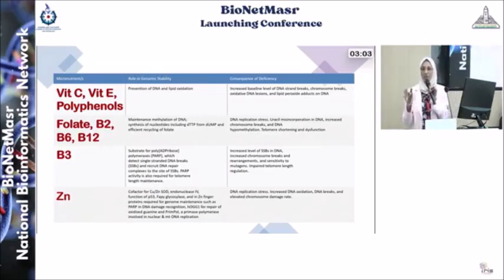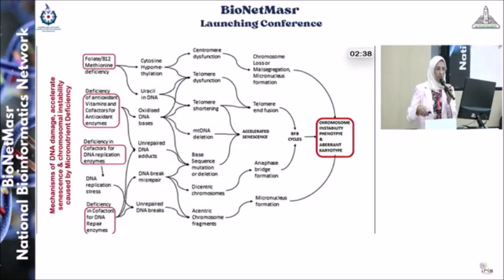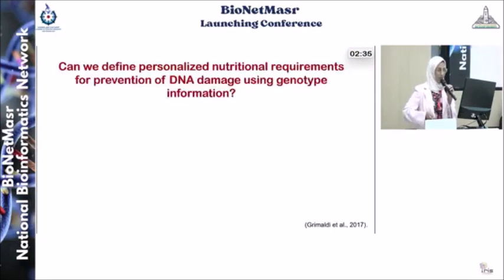It's just meant to show you that vitamin C, vitamin E, polyphenols, which are antioxidants, folate, vitamin B2, B6, and B12, and all these micronutrients in the first column do have a role in genomic stability, and hence the deficiency of which will result in consequences. The two tables are only to summarize.